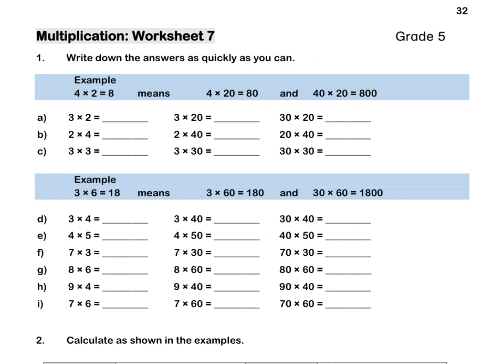The next example. 3 times 6 is 18. 3 times 60 is 180. And 30 times 60 is 1800. 3 times 6 is 18, times another 10 times another 10 gives us 1800. Pause this video to complete up to question I.